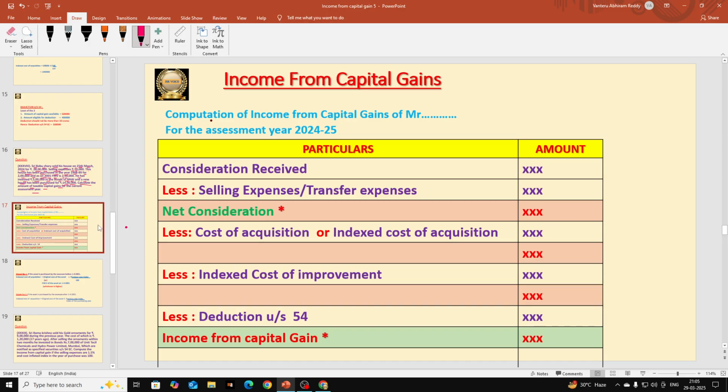Okay, always the heading is computation of income from capital gains of Mr. So here we should write the name of the assessee. What is the name of the assessee? Sri Babuchari. In our problem, the name of the assessee is Sri Babuchari. So Sri Babuchari.